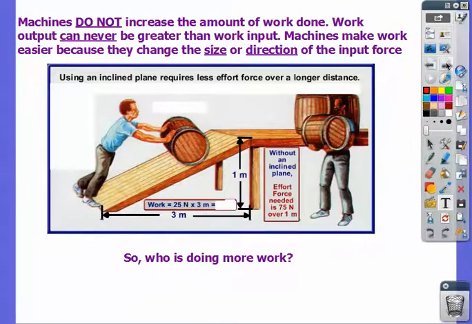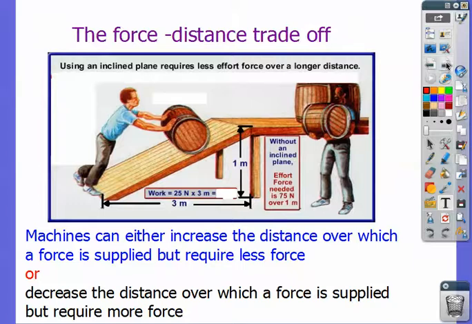This whole idea comes down to what's called the force-distance trade-off, which is really conceptually just the idea that a machine can either increase the distance over which a force is supplied, but utilize less force, it can output less force, or the machine can decrease the distance over which the force is supplied, but supply a greater force. These are the two things that a machine can do.